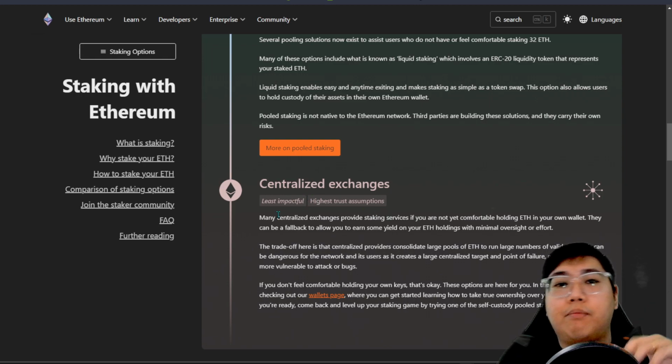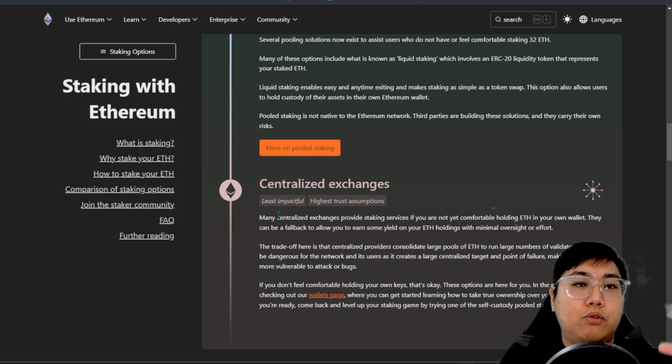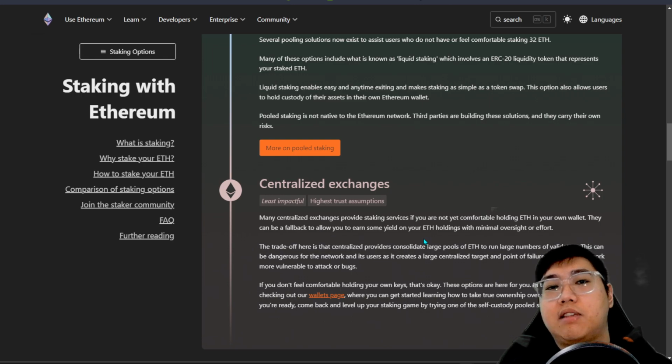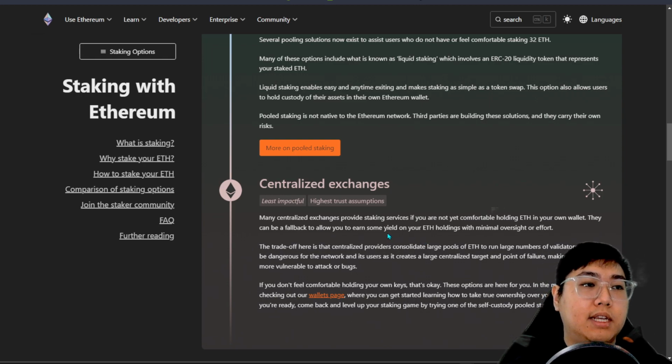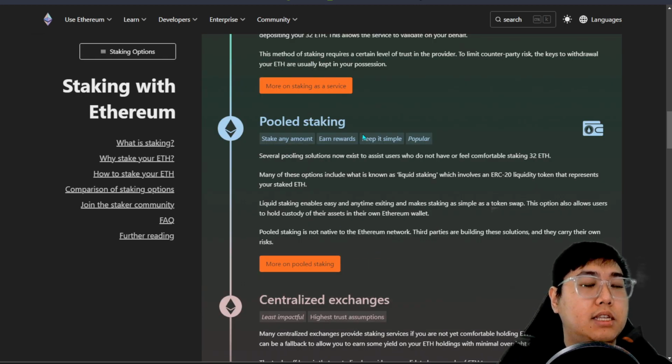Basically, you are providing your funds to the exchange to do the staking on your behalf, and of course they will take a large amount of fees from you. It is somehow hidden. They do not outright tell you that they're going to charge you a 10% fee or whatsoever. You are just going to see how much reward you receive based on how much you stake.